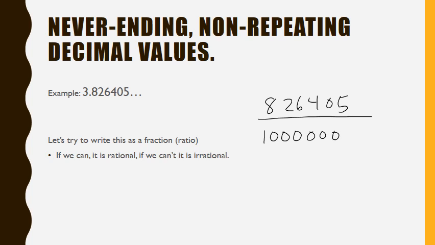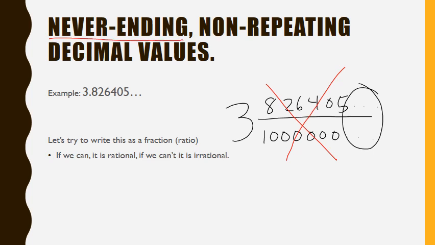Now this would be great if 5 was our last digit. But 5 is not our last digit. This goes on forever. And we don't know the numbers. And we don't know a lot of information here. So even though we can get really close to writing a fraction, because of these "..." this is actually incomplete. We can't write this as a fraction. So never-ending, non-repeating decimal values are irrational. Even though we're smart enough to figure out how to write it, it's just not possible.